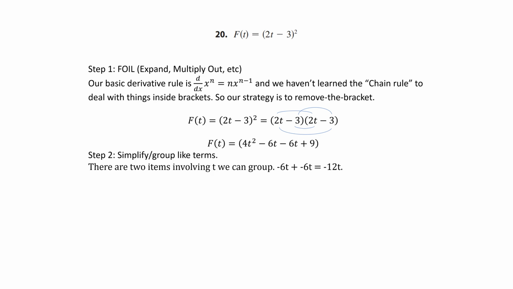Our next step is to simplify or group up like terms. Here we can see that negative 6t and negative 6t is the same as negative 12t. So we simply have that f of t is equal to 4t squared minus 12t plus 9.